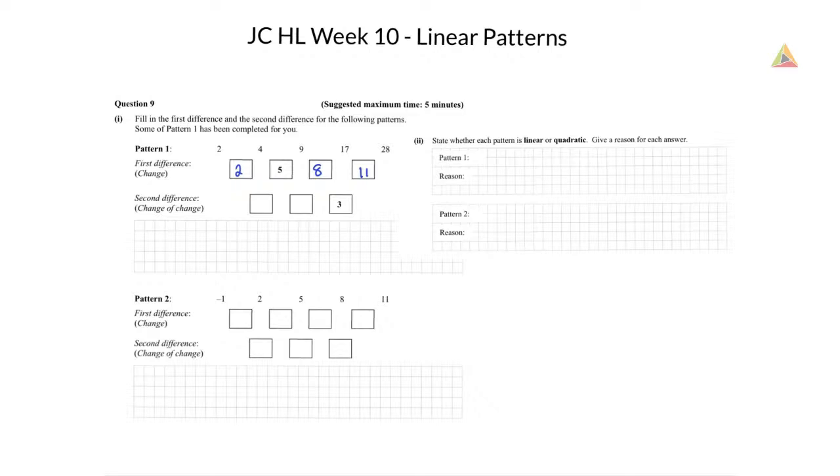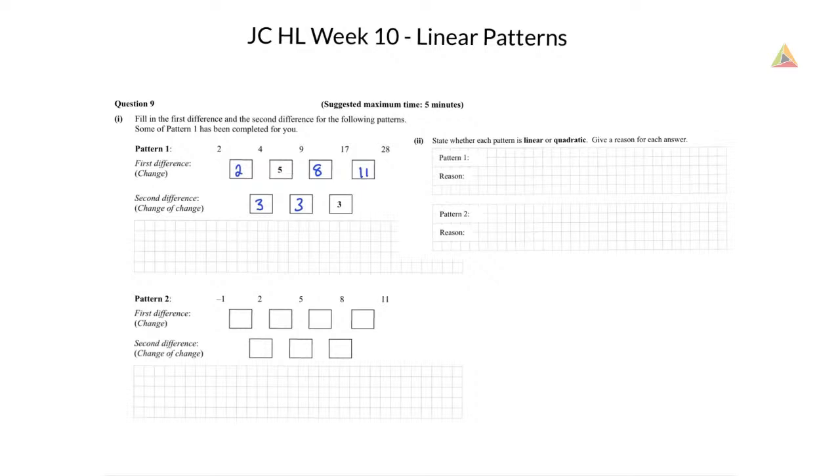Now the second difference is we need to get the difference from all of these. So how do you get from 2 to 5? You add 3. How do you get from 5 to 8? You add 3. How do you get from 8 to 11? You also add 3. So that's it. That's the first part done.